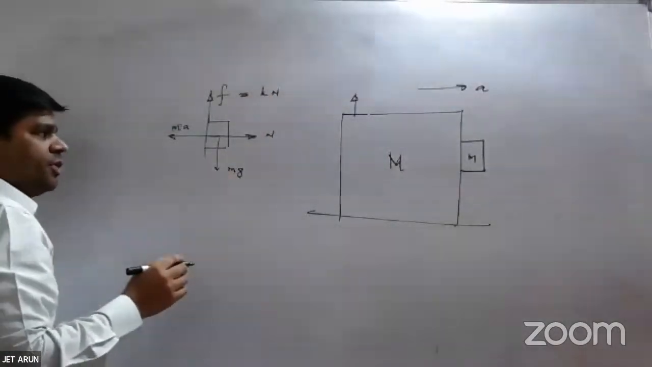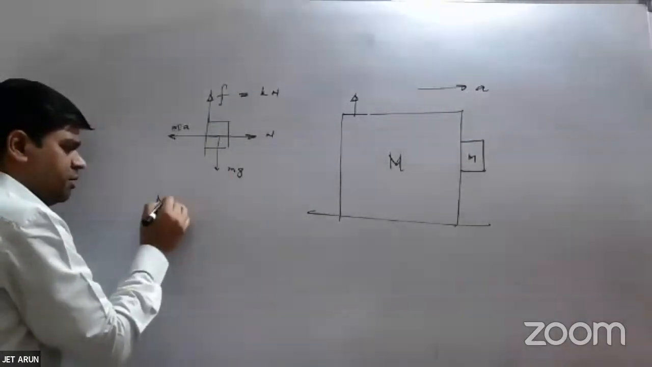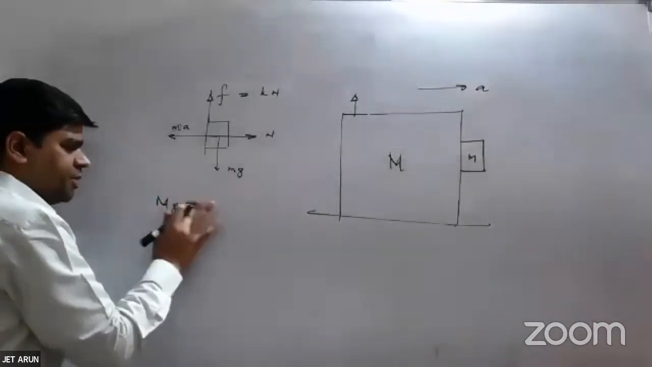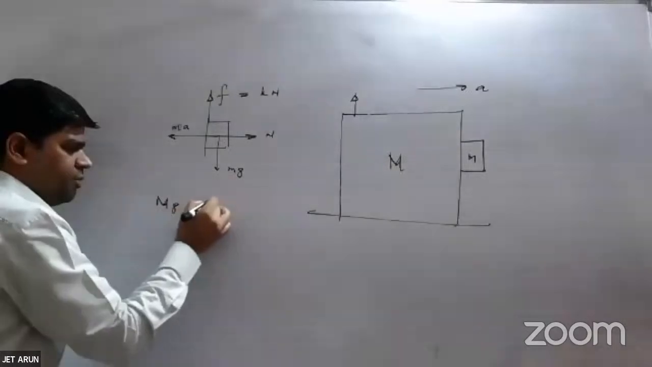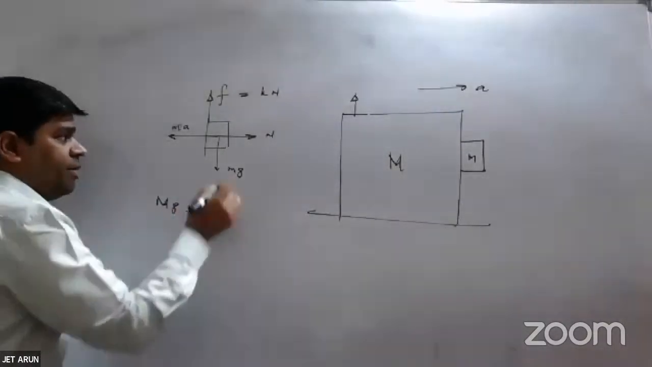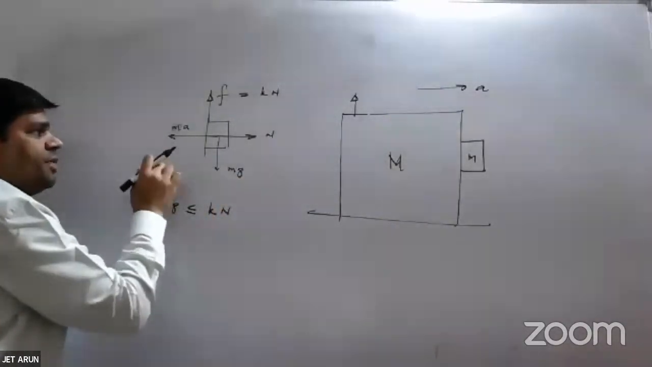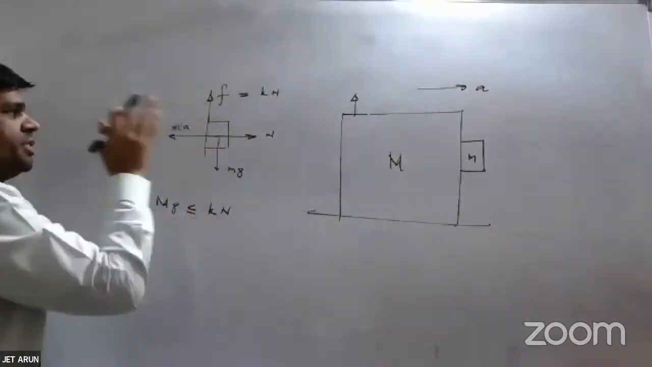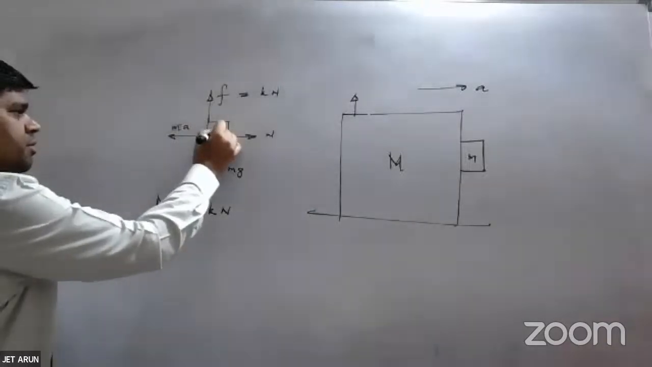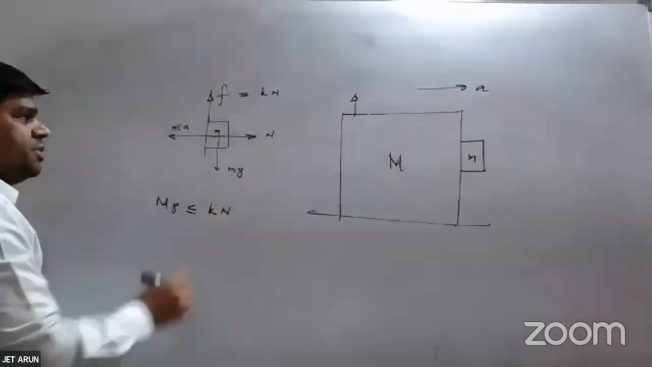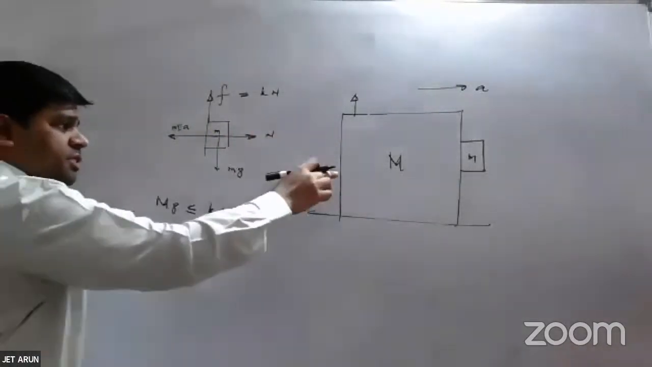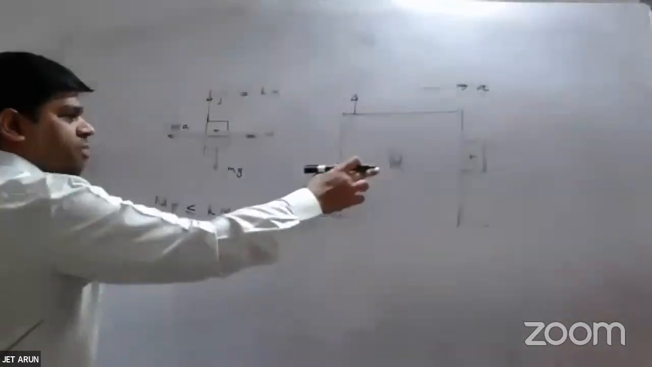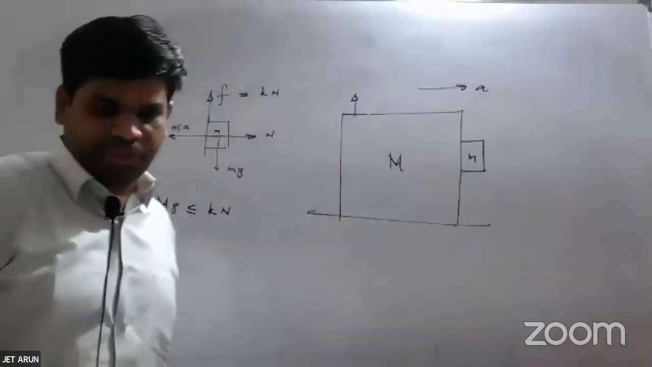So for it not to slip downward, mg should be less than or equal to mu times N. And what is the value of N with respect to this frame? My FBD is this, and acceleration is 0. So FBD and MED is complete. What is the acceleration now? 0 with respect to this frame, because the smaller block is at rest with respect to the bigger block.